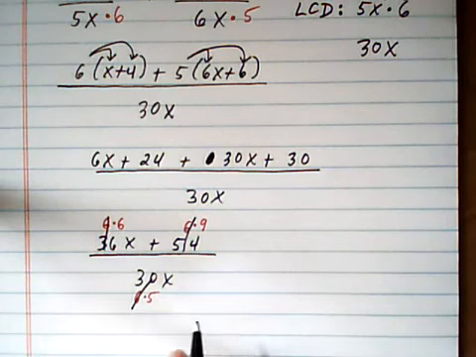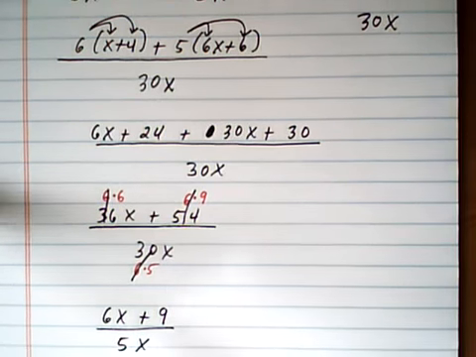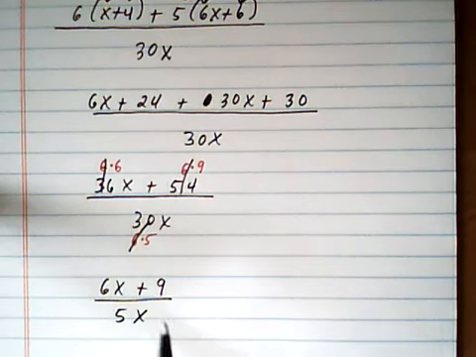So now we're left with 6x plus 9 over 5x. And that would be our final answer.